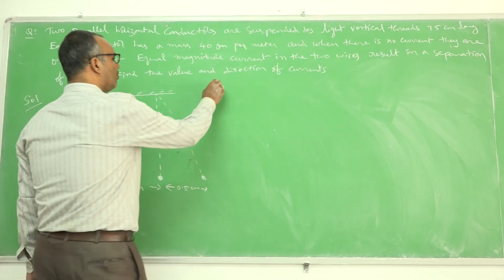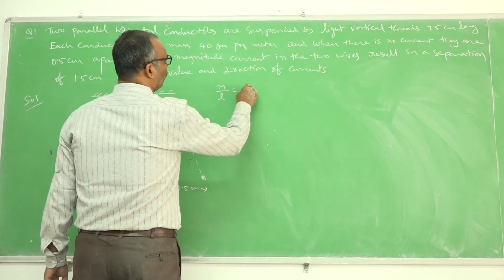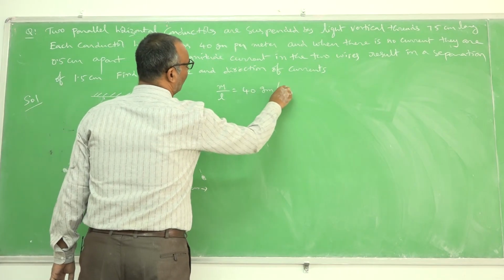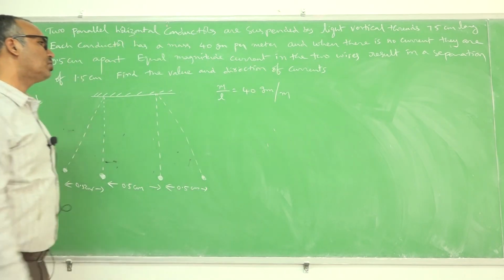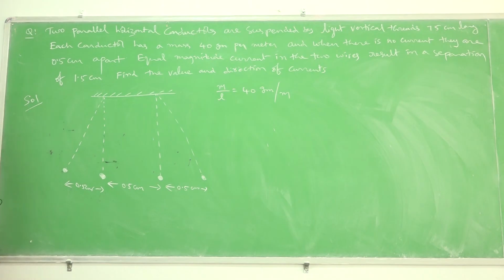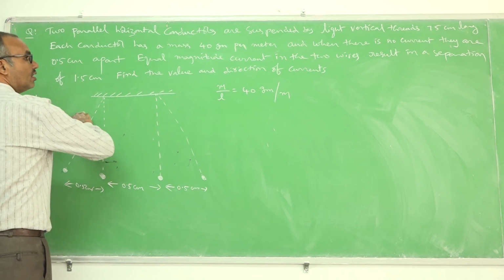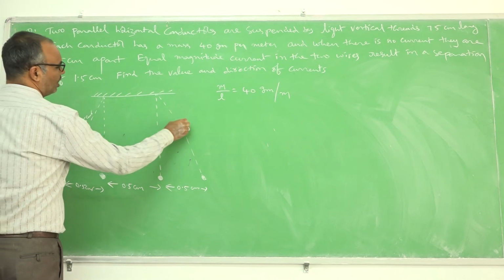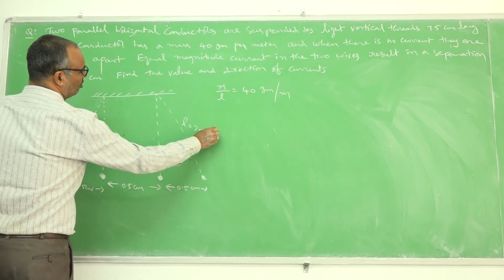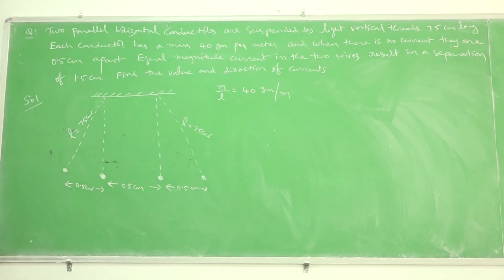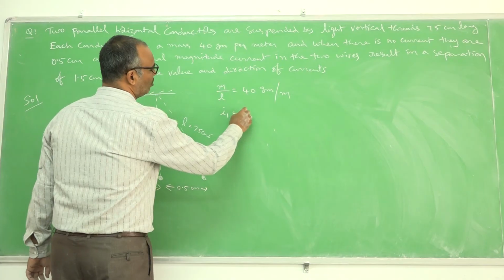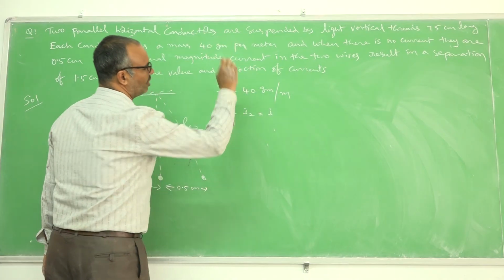Mass per unit length of each wire is 40 grams per meter. And the length of the thread they used is 75 centimeters. Strength of the current: current passing through the first wire is equal to current passing through the second wire, the same current.